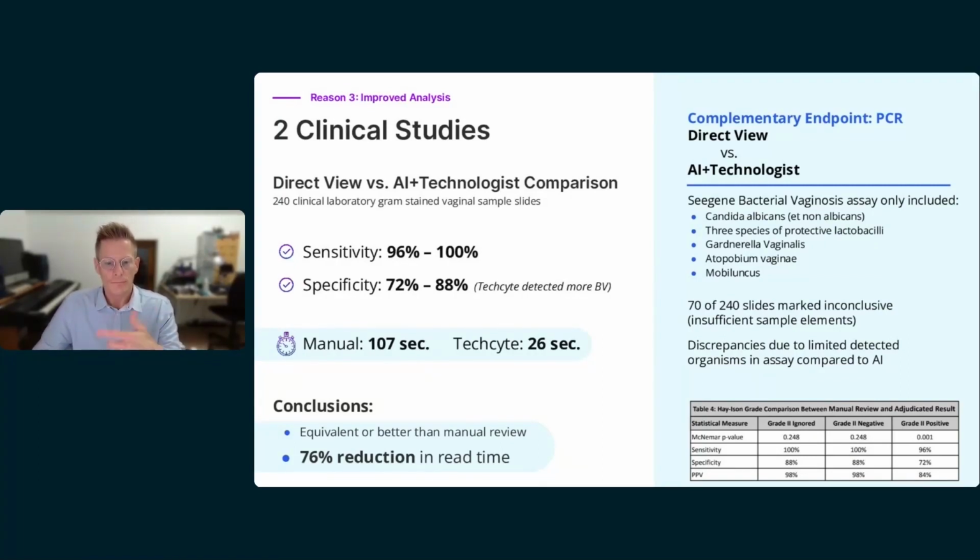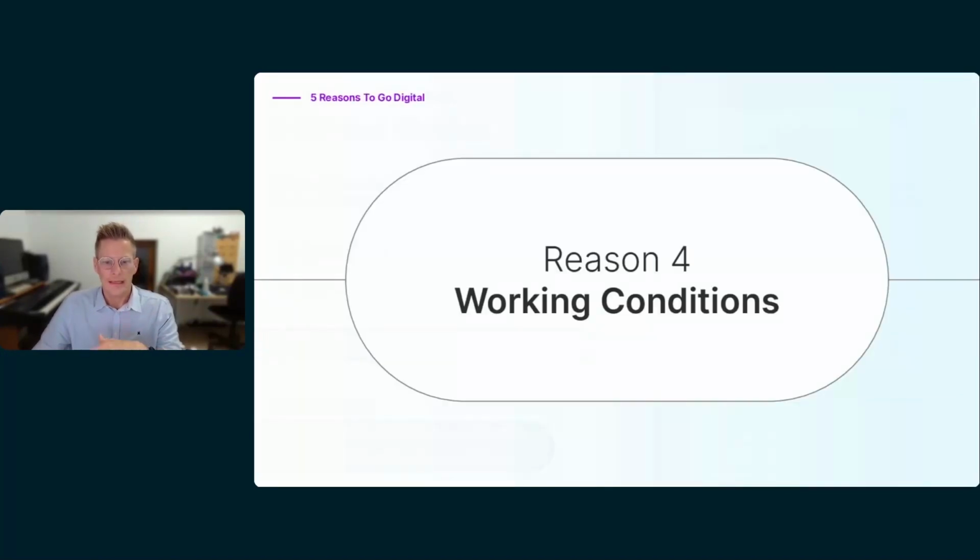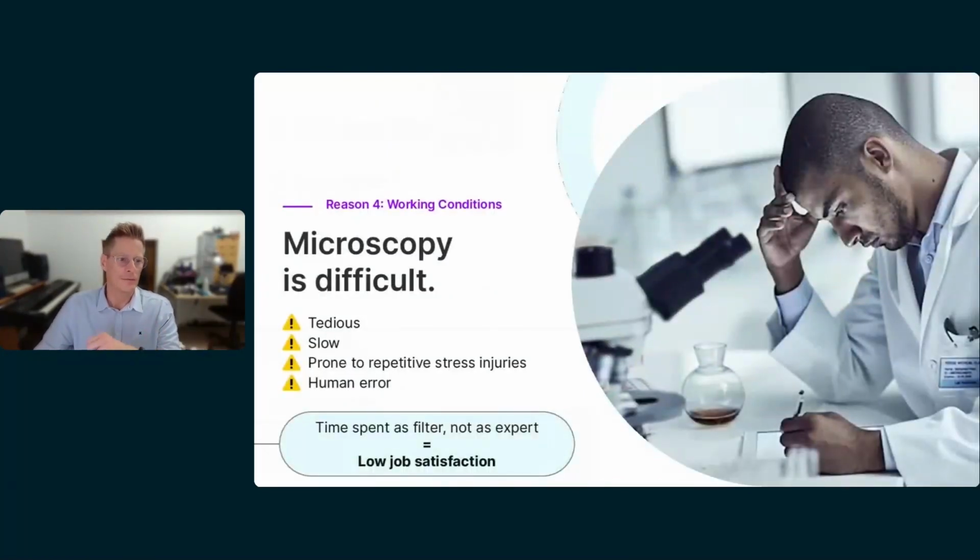Going on to reason 4, working conditions. Now, everyone knows that basically microscopy is difficult. From our experience, because this is all we do, whether it be in fecal parasitology, hematology, our cervical cytology solutions, bladder cancer, all of these areas require the technicians to be hunched over the microscope all day long. And it's hard, it's slow. We have reports from our partner Mayo Clinic of repetitive wrist injuries resulting from continual manipulation of the microscopes. This software removes all of that.